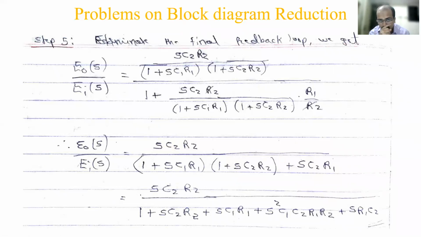So eliminate the final feedback loop. Your E naught of S by E I of S is your transfer function now, which is this G that you have. Then the minus symbol was there, that's why plus. I told you most of the time it will be minus only. So it is plus. And then H is R1 by R2. So it is written. Here R2 and R2 will cancel. It is shown here.